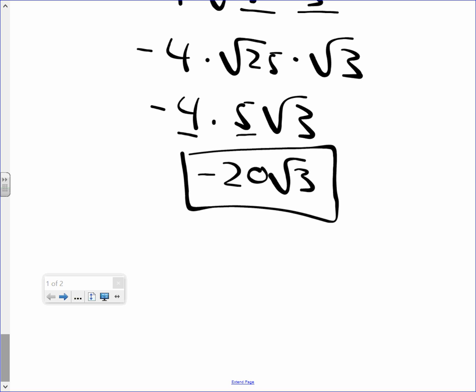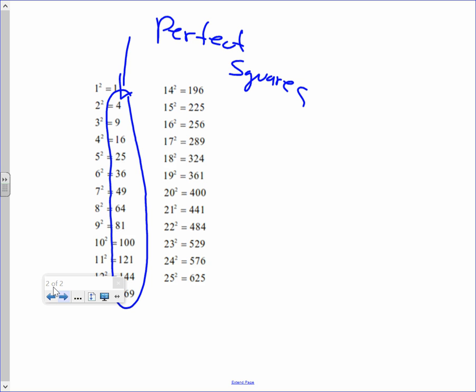Here's why. You can't break down rad 3. There are no perfect square factors of 3. That's when you know you're done. You can't break it down any further. In other words, none of these numbers fit into 3, right?